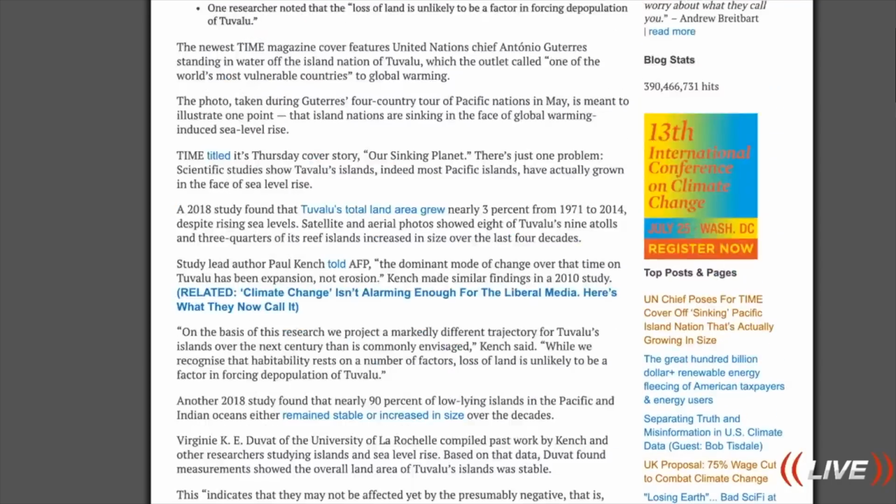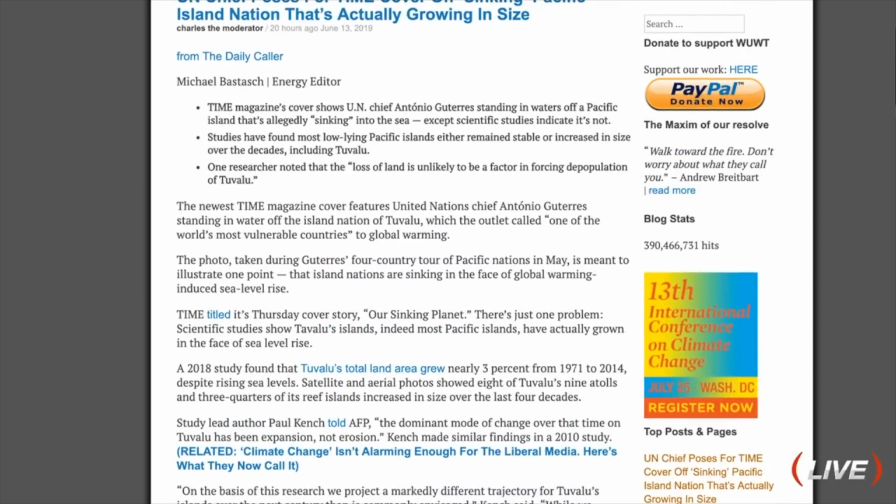You get the point. Time magazine cover shows UN chief Antonio Guterres standing in waters off a Pacific island that is allegedly sinking into the sea, except scientific studies indicate it's not. Studies have found that most low-lying Pacific islands either remain stable or increased in size over the decades, including Tuvalu. One researcher noted that the loss of land is unlikely to be a factor in forest depopulation of this area.